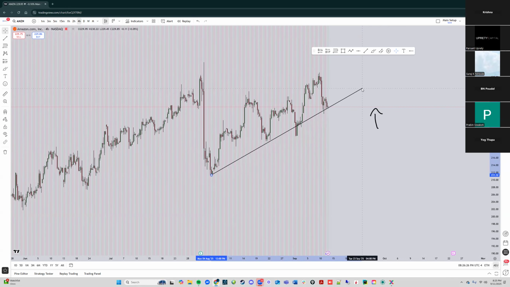Can this be my trend line? Yes. Why can this be my trend line? Because once again, 1, 2, 3, 4, 5, 6, 7 touches. So now I have my trend line drawn.